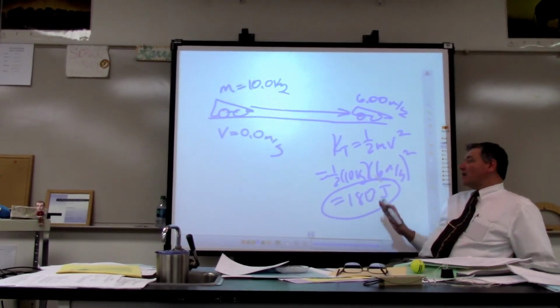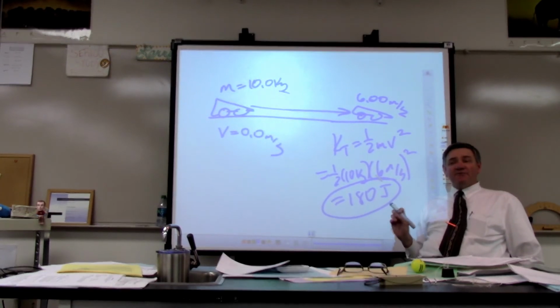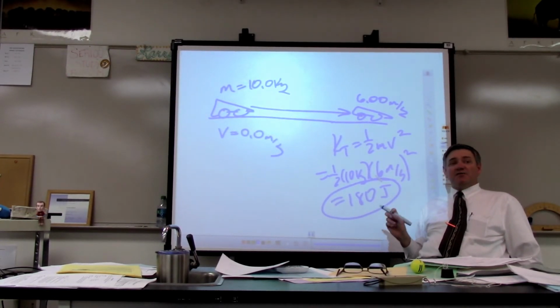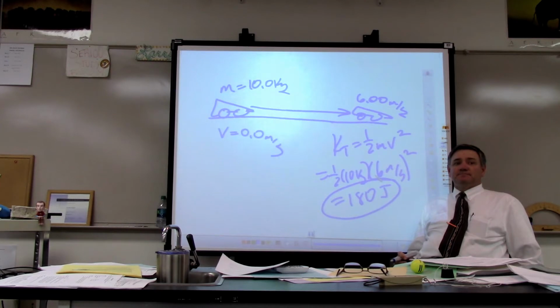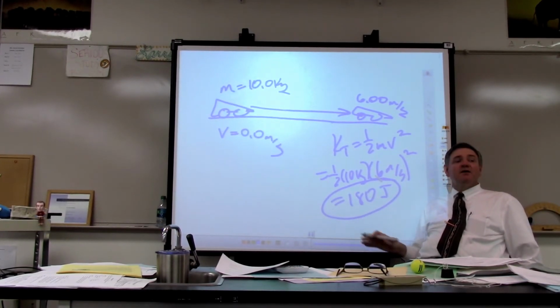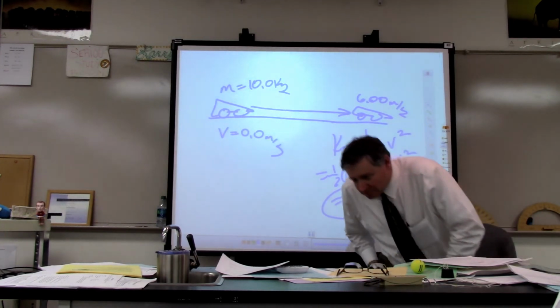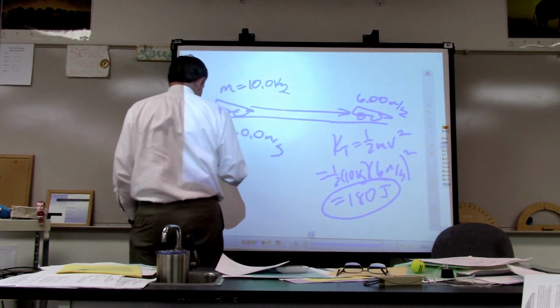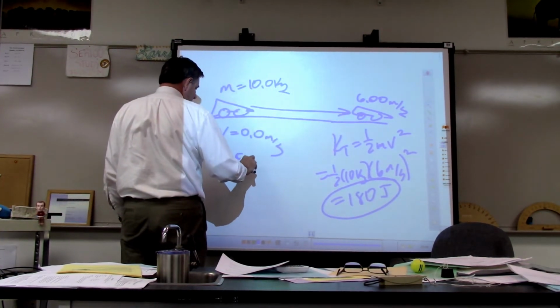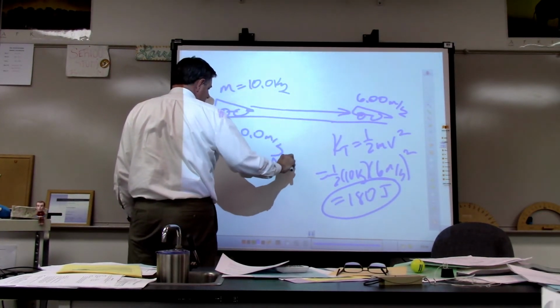Now, at this point, do I have enough information to calculate the work that was done? Work equals force times distance. If I double the velocity, I quadruple the energy. Yes, you have it right, because you have the change in energy. Work equals force times displacement. It's right there: force times distance also equals change in energy.